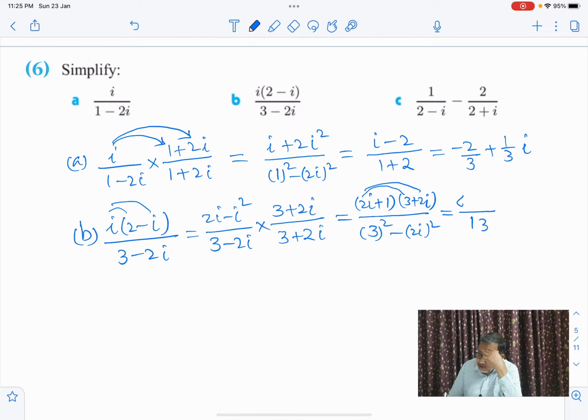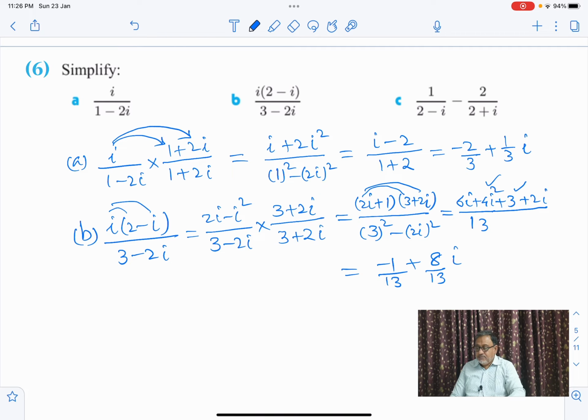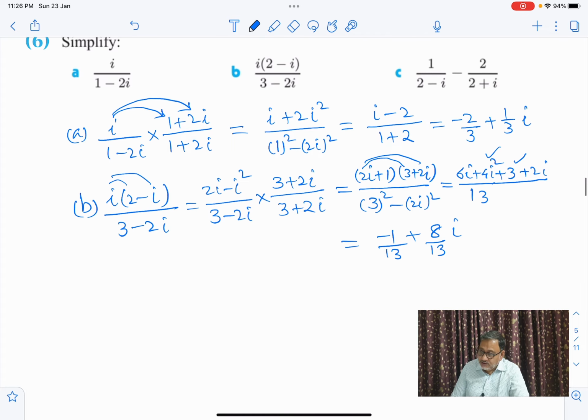So 2 3s are 6i plus 4i square plus 1 into 3, 3, plus 1 into 2i is 2i. So I'll get minus 4 here. Okay, minus 4 plus 3 minus 1, and then 6i and 2i, 8i. So plus 8i. Now 13 I can separate. So always you have to write real part separately and imaginary part separately.